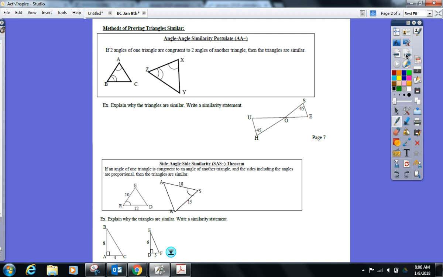If you have 2 pairs of congruent angles, the triangles are similar. Well, why doesn't the third pair have to be congruent? Why don't they call it angle, angle, angle? Anybody know why we don't call it angle, angle, angle? Why we stop at 2 A's instead of 3? What's up, Matt?